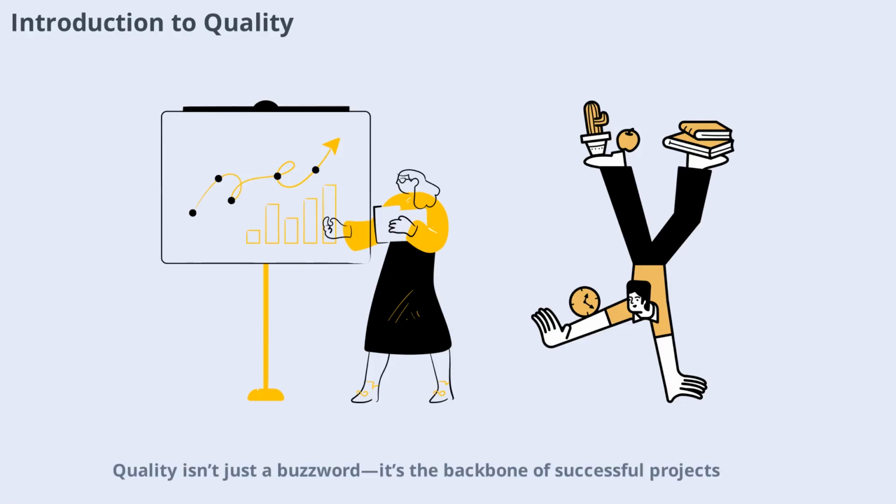Quality isn't just a buzzword, it's the backbone of successful projects. Whether you're launching a new product, building infrastructure, or developing software, ensuring quality at every step is crucial. In this video, we'll explore what quality means in a project context, why it matters, and how you can embed it into your processes from the very beginning. Let's start by understanding the core concepts and setting the stage for a journey toward project excellence.